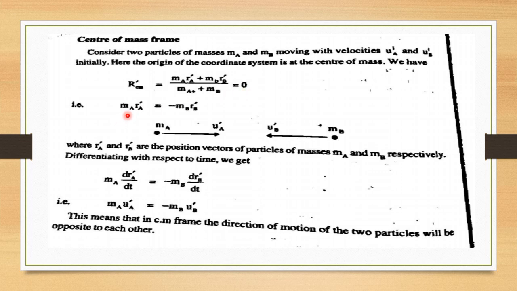So from this equation we get MA RA dash is equal to minus MB RB dash, where RA dash and RB dash are the position vectors. On differentiating this equation, MA d RA dash by dt is equal to minus MB d RB dash by dt. So you get it as MA UA dash is equal to minus MB UB dash. This means that in the center of mass frame, the directions of motion of the two particles will be opposite to each other. That is the negative sign.